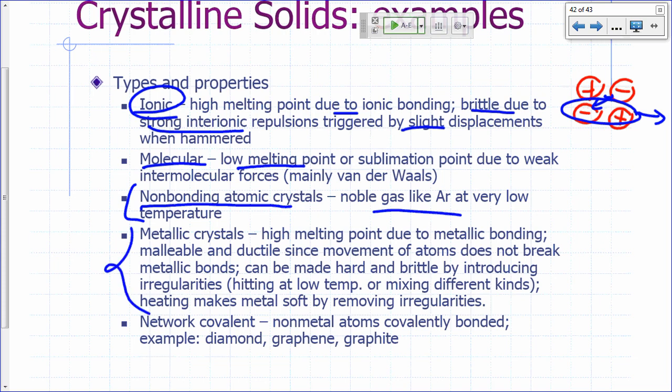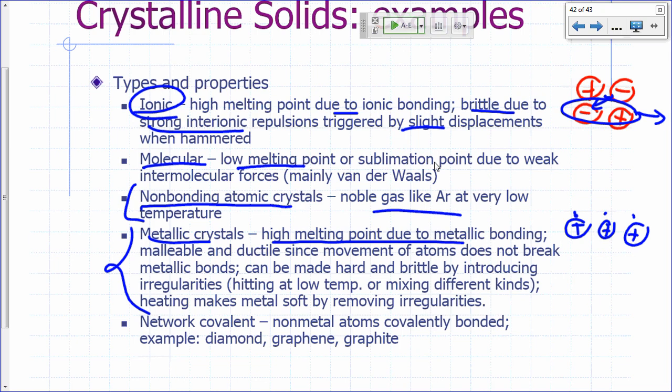You can also have metallic crystals. So metals form metallic crystals. They have a very high melting point because of metallic bonding. What's metallic bonding? You have your nuclei of your metal.